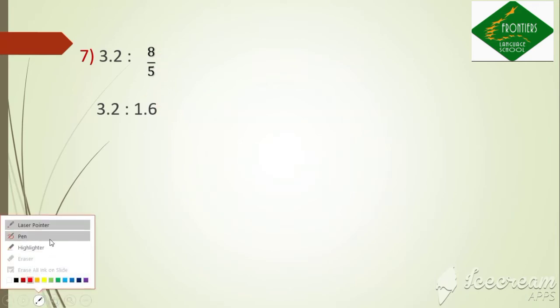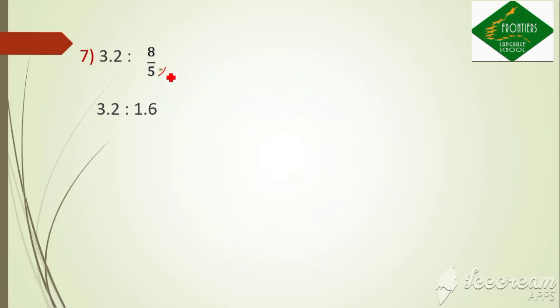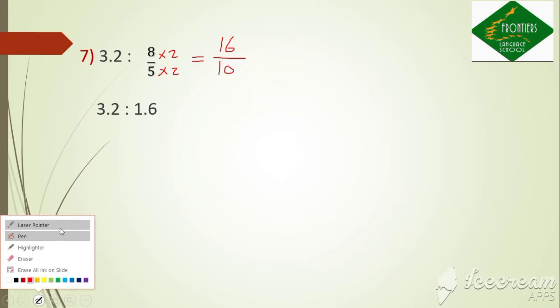Question number 7. If we have a decimal and a fraction, what do we do? We can convert the fraction to decimal or we can convert the decimal to fraction. We will convert the fraction to decimal. How do we do this? We make it times 2 up and down. It will be what? It will be 16 over 10. How do we write this as a decimal? It will be 1.6. Then complete.